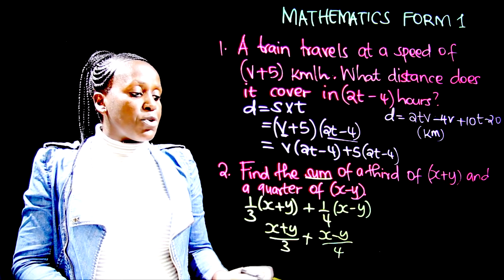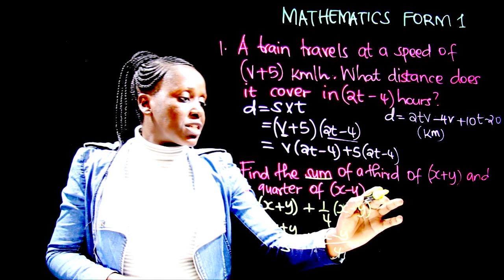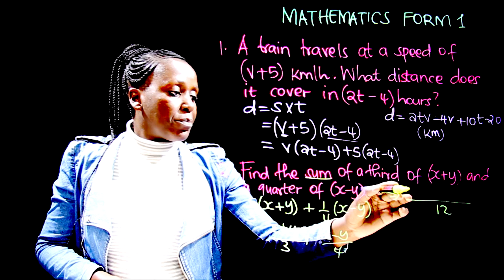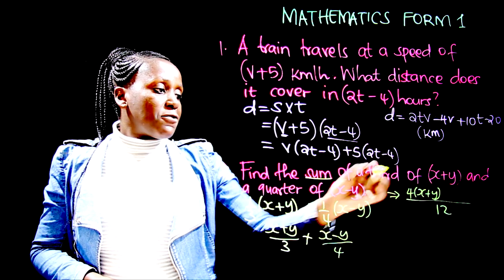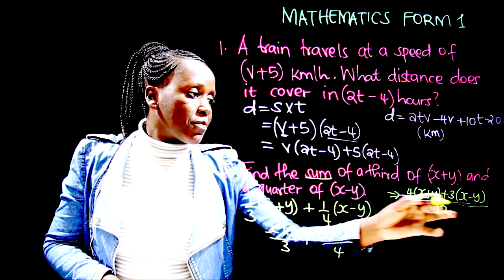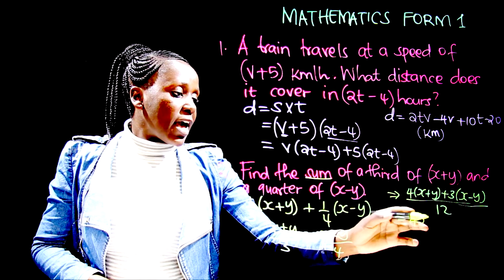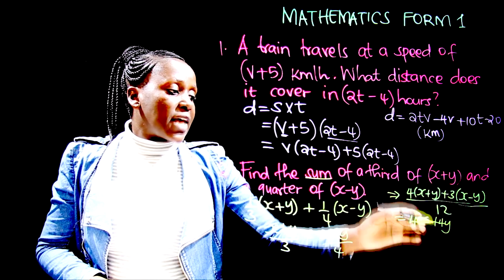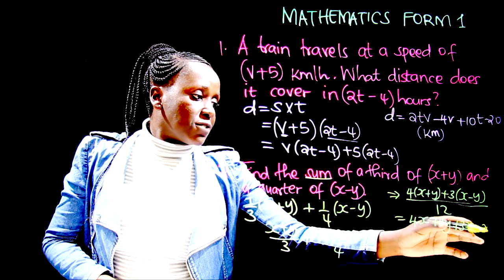So for us to get the sum, we have to first determine the LCM of the denominator, which is equal to 12. So 12 divided by 3 is 4. 4 will multiply by x plus y. 12 divided by 4 is 3. Then we multiply by x minus y. So this will be equal to 4 times x is 4x. 4 times y is 4y. 3 times x is 3x. And then 3 times negative y is negative 3y.